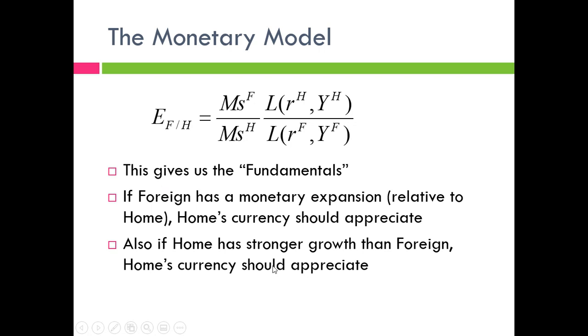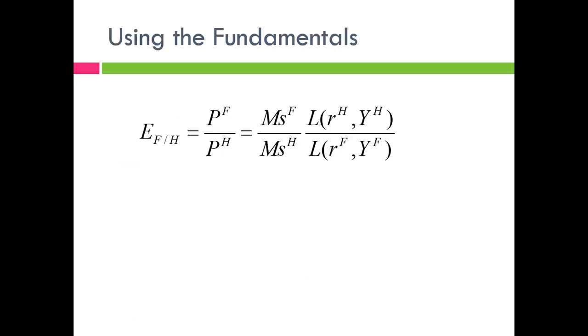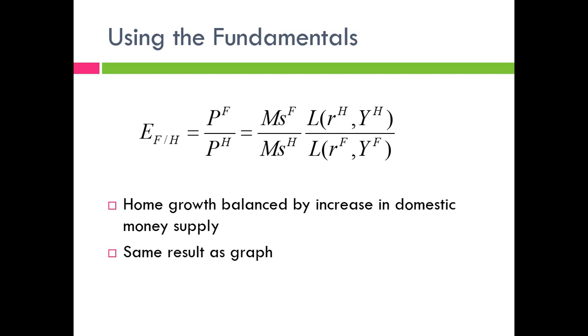On the income side, if home has strong growth, then the numerator rises, which means that the currency rises. So it's the same results as the IRP model, but it gives it a little bit differently. It gives us the same result as the graph, but it allows us to look at simply these two important macroeconomic determinants: money supply and income in both countries drive the exchange rate. And that shows us that the dollar, for example, is not just driven by events in the US, it's also driven by events abroad as well.